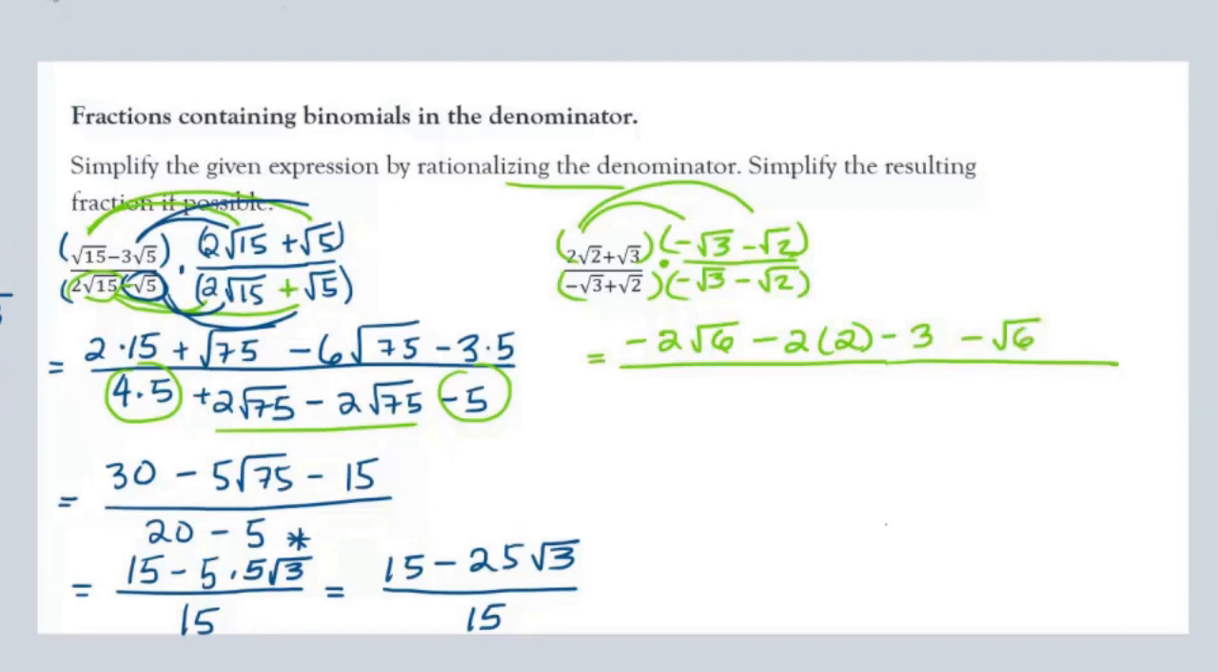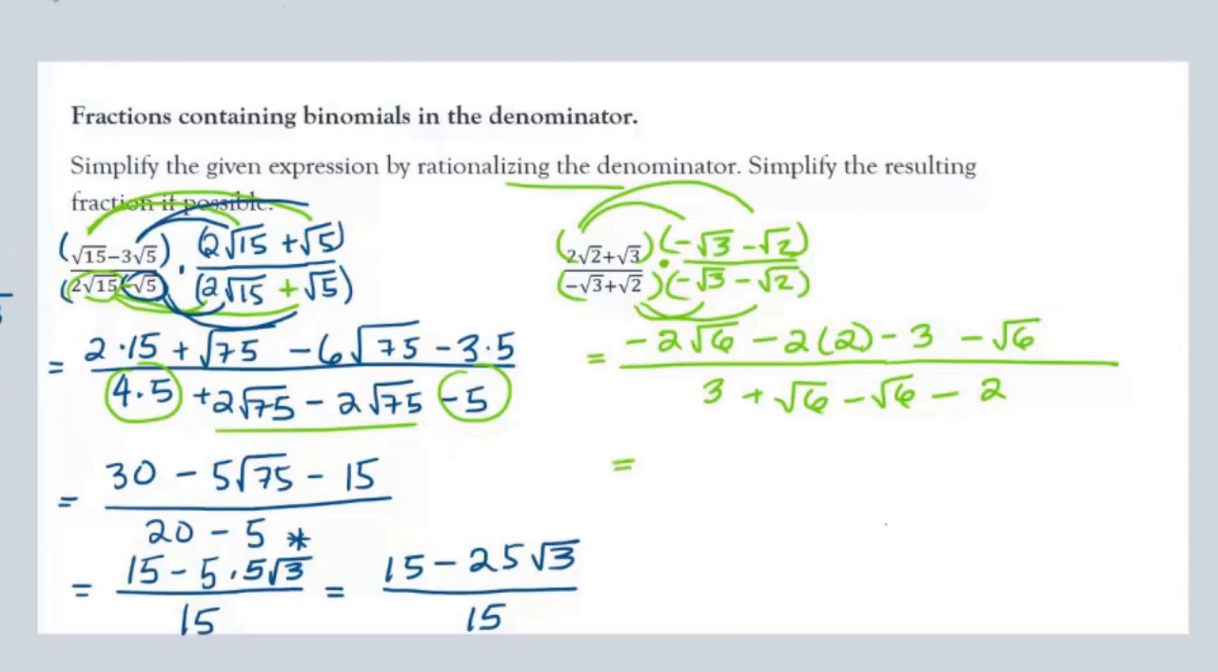Let's tackle the denominator. This is where we should eliminate our radicals. So we have negative root 3 times negative root 3, that gives us positive 3. Negative root 3 times negative root 2 will be positive root 6. Positive root 2 times negative root 3 will be negative root 6. And finally, positive root 2 times negative root 2 will be negative 2.